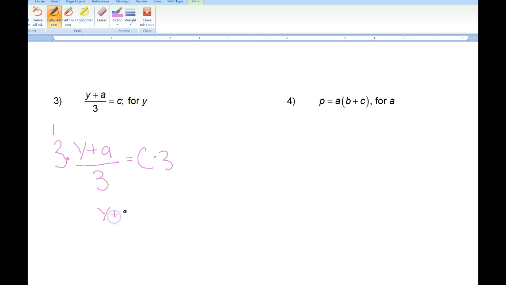Okay, so on the left side, wait, I did this wrong. Right, that's fine. Y plus a equals. Oh, I did it right. It was right. Cross out, because here the 3's will cancel. So you just get y plus a equals 3 times C.